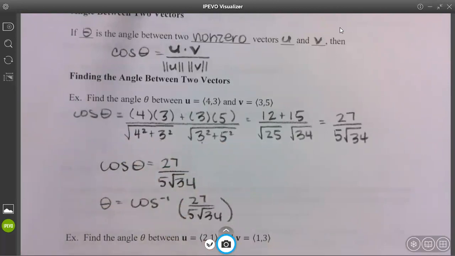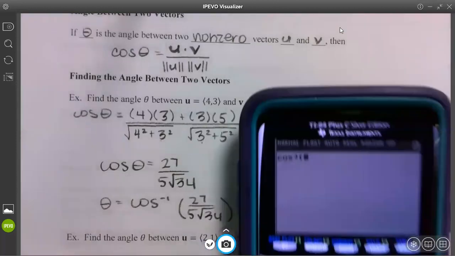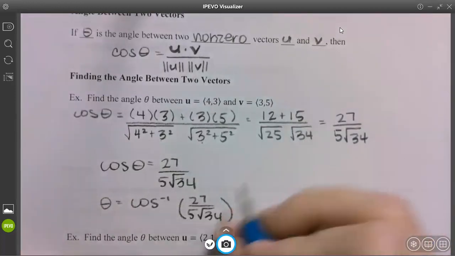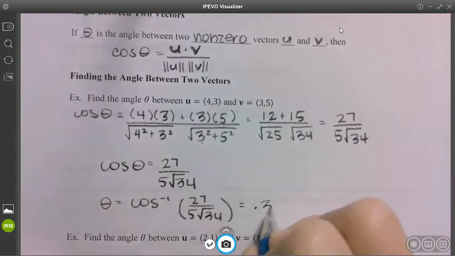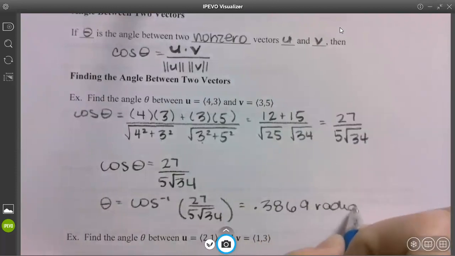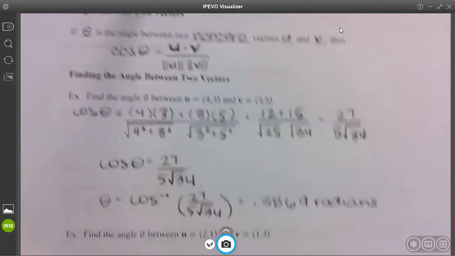On this one, it wants radians. So I switched my calculator to radian mode. 27 over 5 square root 34, and you get 0.3869. And remember, that's radians. Okay.